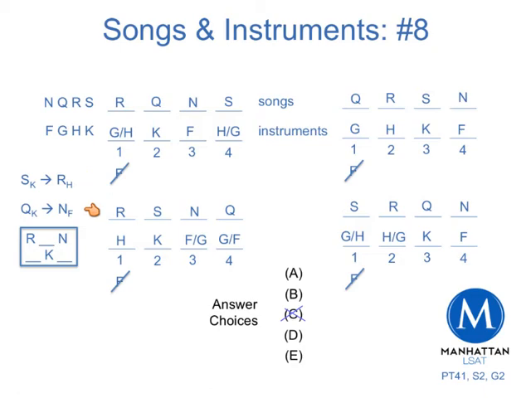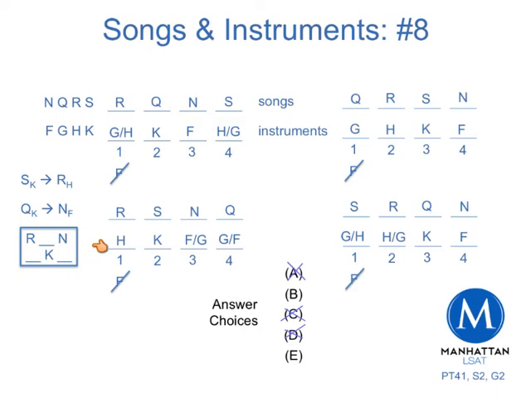If we go to the third constraint, it tells us that if Q is performed on the K, then N is performed on the F. That actually gets rid of two answer choices. Answer choices A and C. No, answer choices A and D both fail. They have Q performed on the K, but they don't have N performed on the F.